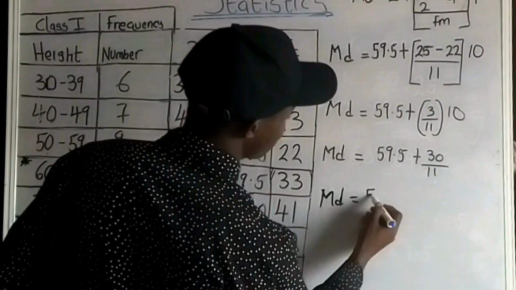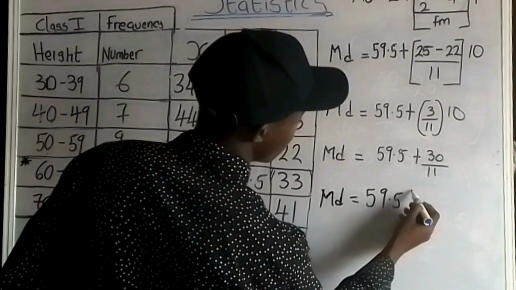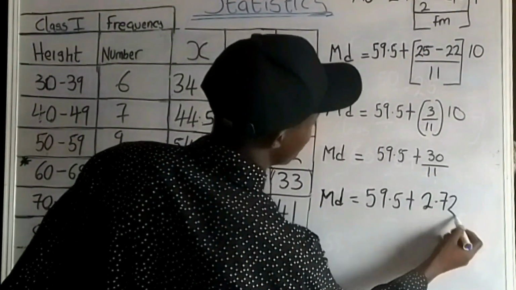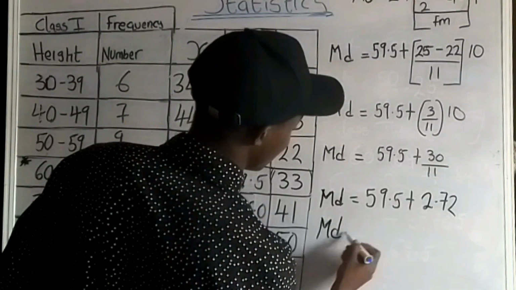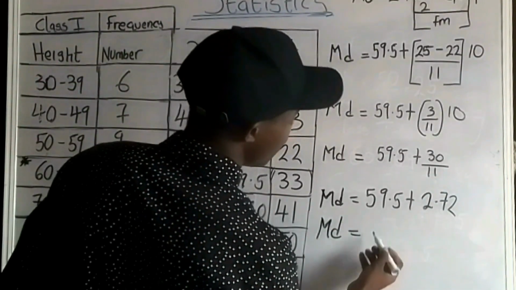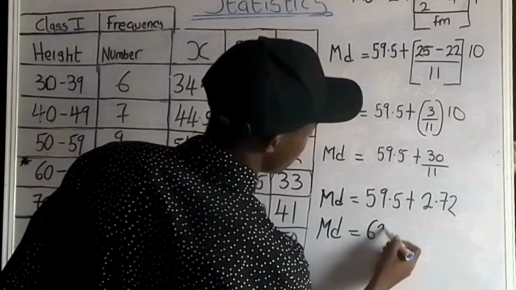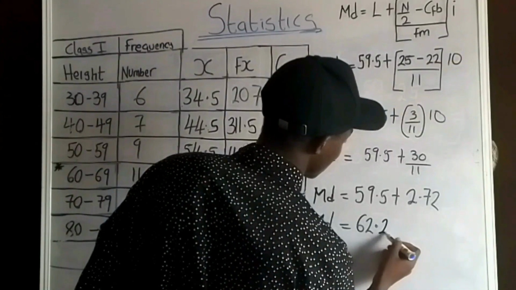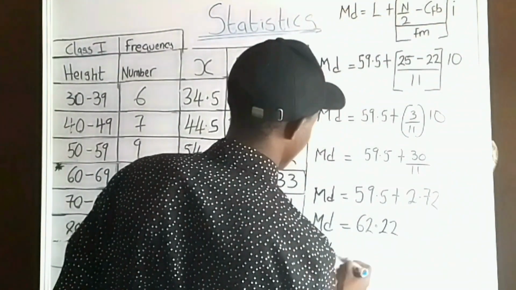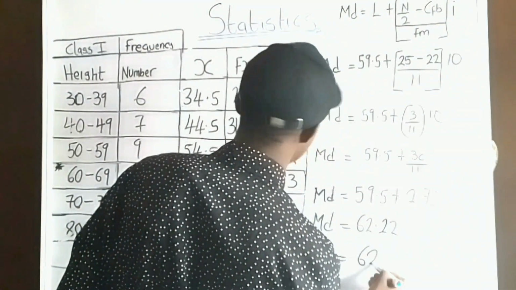Median is equal to 59.5 plus 30 divided by 11, that is 2.72. So the median is equal to 59.5 plus 2.72, that is 62.22. So the median is equal to 62.